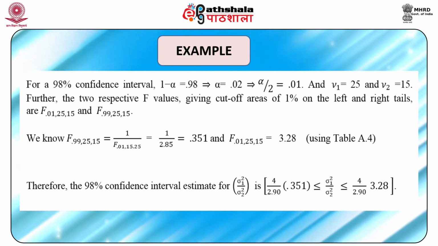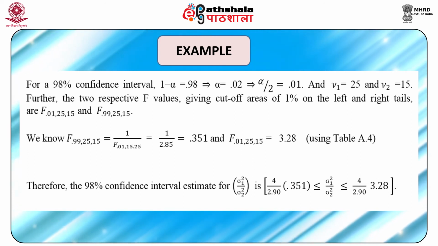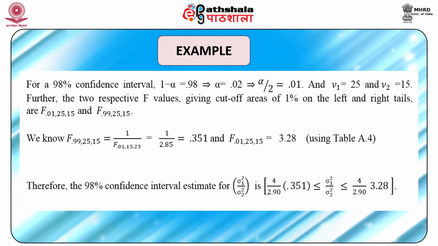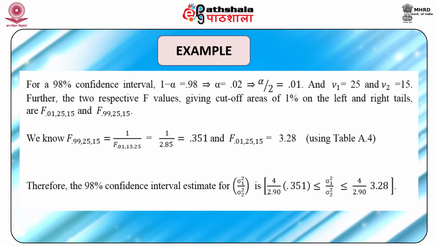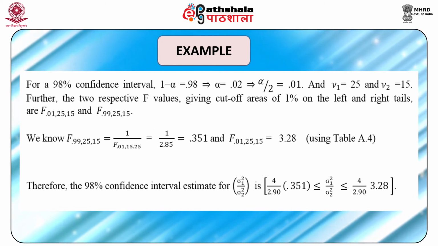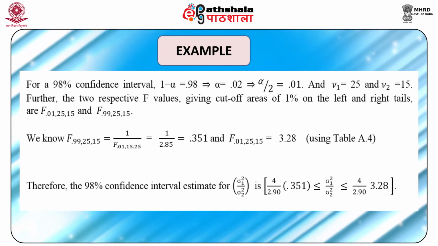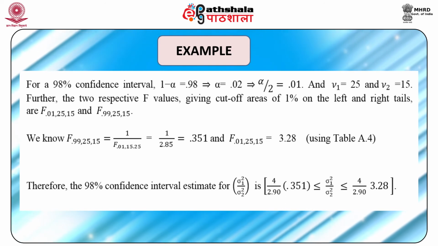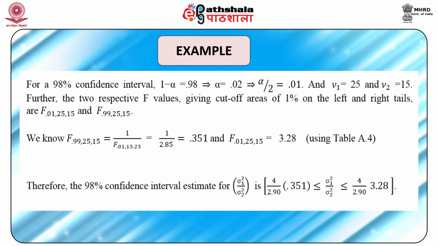For a 98% confidence interval, 1 minus alpha is equal to 0.98 or alpha is equal to 0.02, which implies that alpha by 2 is equal to 0.01, and nu 1 is equal to 25 and nu 2 is equal to 15. Further, the two respective F values giving cutoff areas of 1% on the left and the right tails are F 0.01 25 15 and F 0.99 25 15.